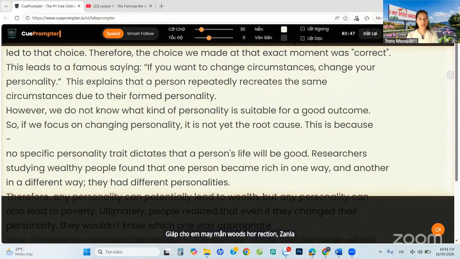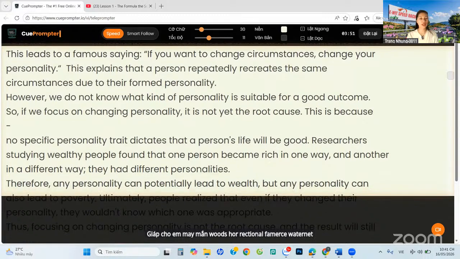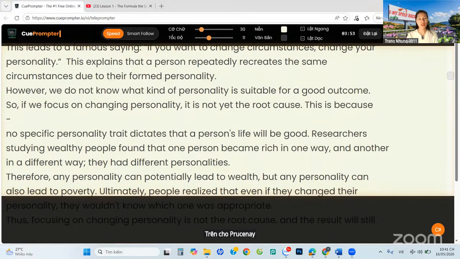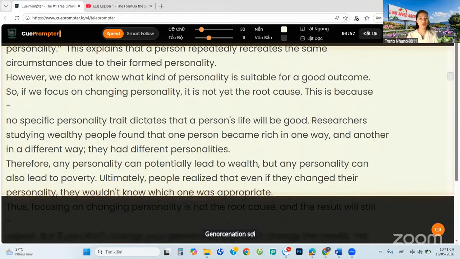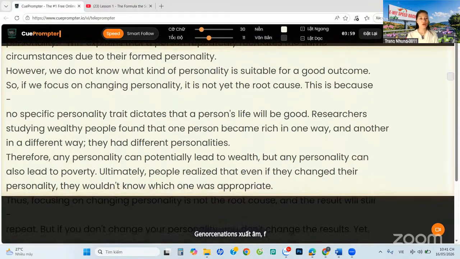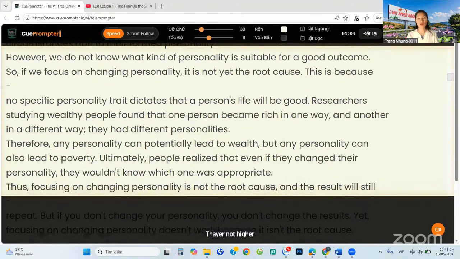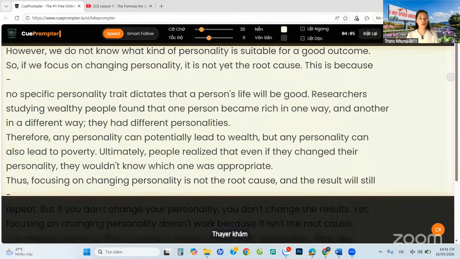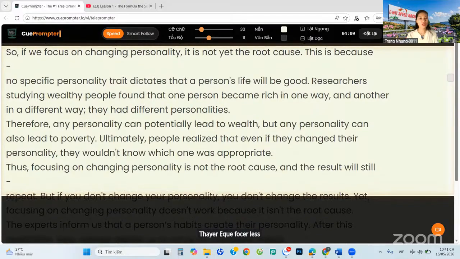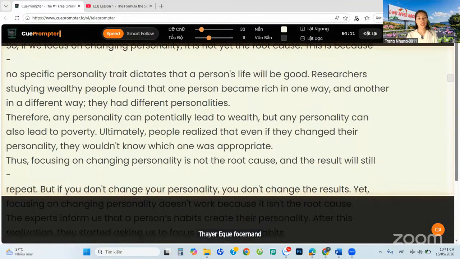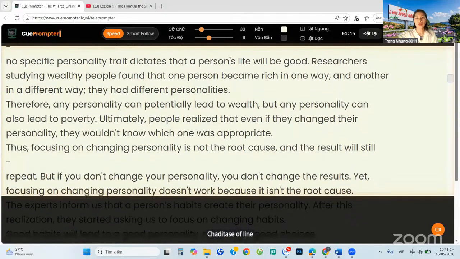There is a famous saying: if we want to change circumstances, change our personality. This explains that a personality repeatedly creates the same circumstances. However, we do not know what kind of personality is suitable for a good outcome. So if we focus on changing personality, it is not the root cause. This is because no specific personality trait dictates that a person's life will be good.